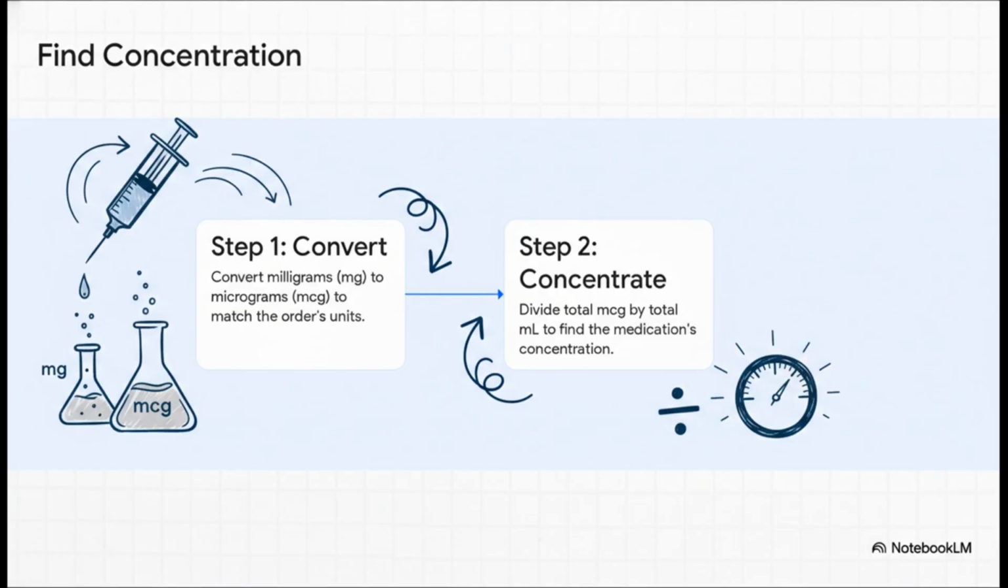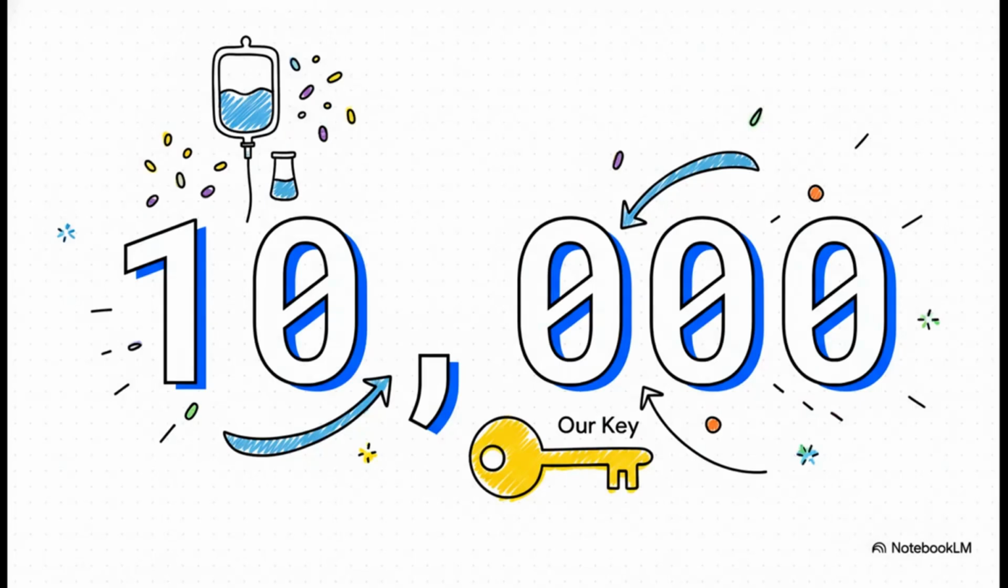So step 1 is a simple conversion. 2,500 milligrams becomes 2.5 million micrograms. Easy enough. Then, to find our concentration, we just divide that huge number by the total fluid volume. And voila, this number is our new best friend for the rest of the problem. We now know that for every single milliliter of fluid in that IV bag, there are exactly 10,000 micrograms of our medication. This number is the key to unlocking the whole thing.